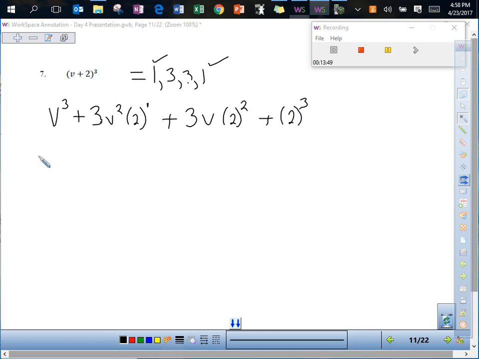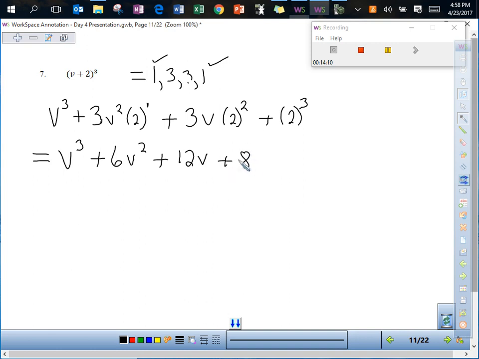Now let's simplify this real fast. V to the 3rd is v to the 3rd, plus 3 times 2 becomes 6 v squared, plus 2 squared is 4, 4 times 3 is 12 v, plus 2 cubed is 8. So guys, that's how it goes. Think of these as terms, and we'll put them in parentheses as needed, and we'll go from there.